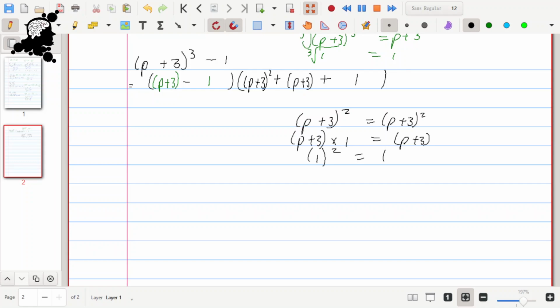I am done factorizing. If you want to, you could expand the brackets. So for example, you could expand the p plus 3 all squared. And once again, for you to be able to do so, please have a look at our video on grade 10 products. I will put the link down in the description below so that you know exactly how you would go about multiplying out these brackets.